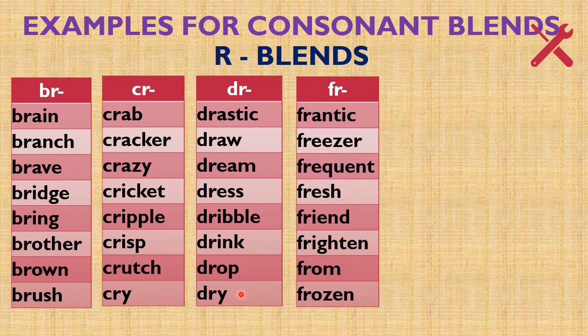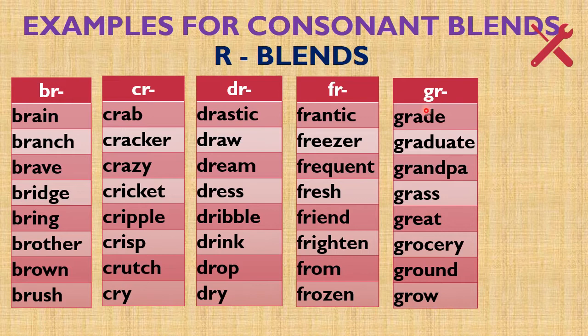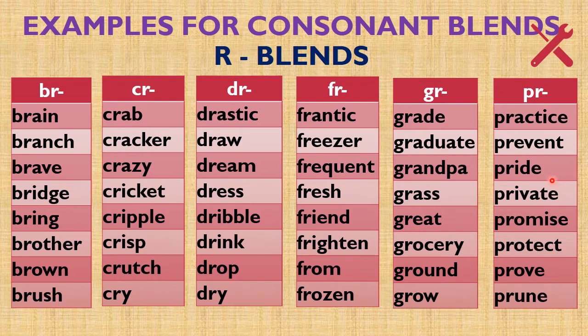The next R blend is FR, fr. Frantic, freezer, frequent, fresh, friend, frightened, from, frozen. The next R blend is GR, gr. Great, graduate, grandpa, grass, grocery, ground, grow. The next R blend is PR. Practice, prevent, pride, private, promise, protect, prove, prune.